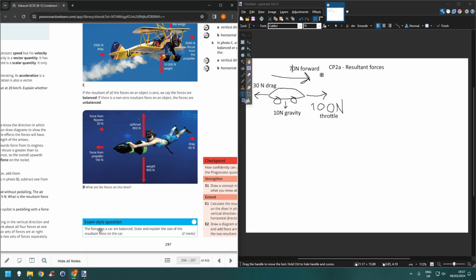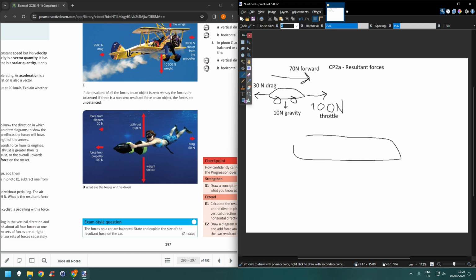Finally, the exam style question. The forces on a car are balanced. State and explain the size of the resultant force on the car. We can see up here, if the resultant force of all the forces on an object is 0, we say the forces are balanced. This could also mean that they cancel out.